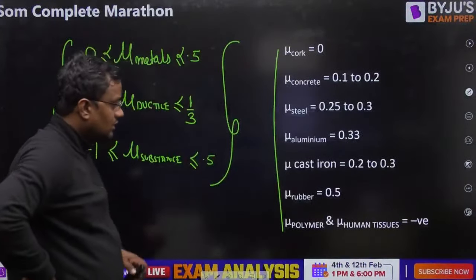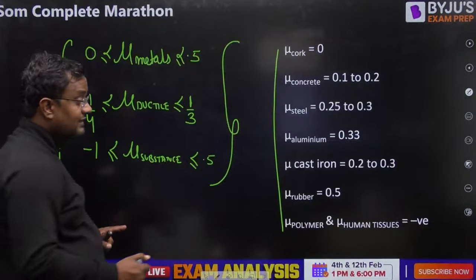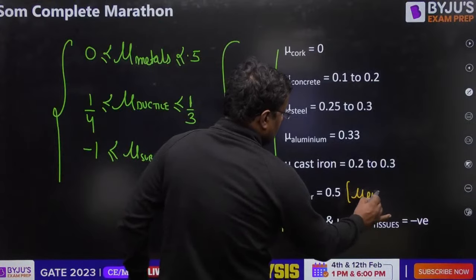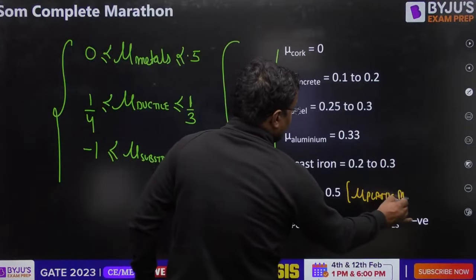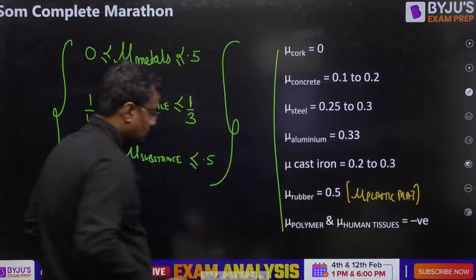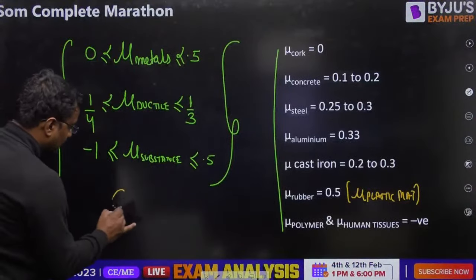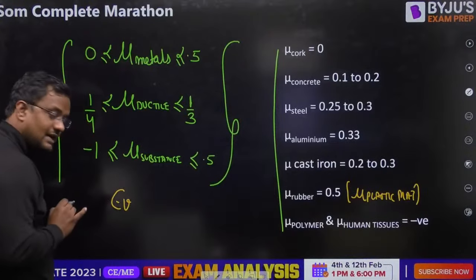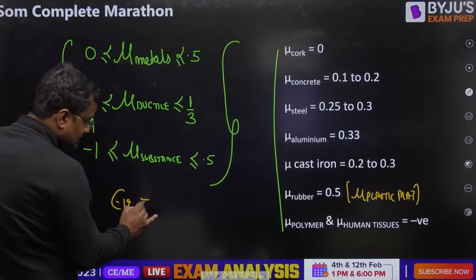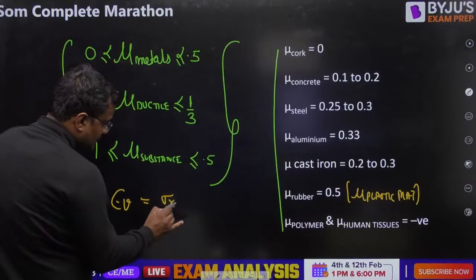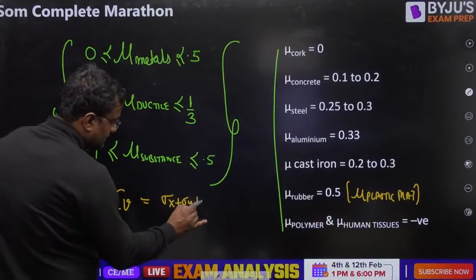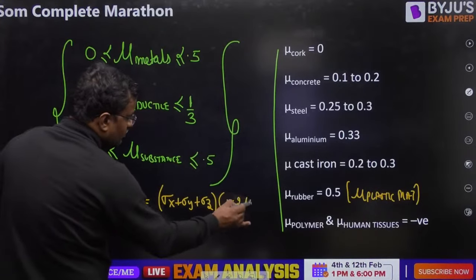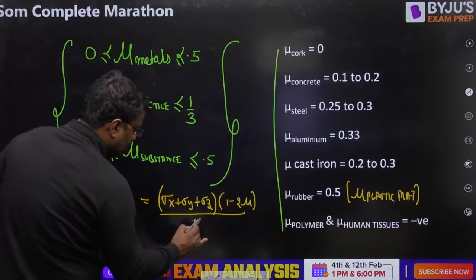Now, moving on, mu of rubber is 0.5 and also mu of plastic materials. There is a reason behind that, let me tell you that also. Guys, volumetric strain, that is delta V by V, is given by sigma x plus sigma y plus sigma z, into 1 minus 2 mu by E.